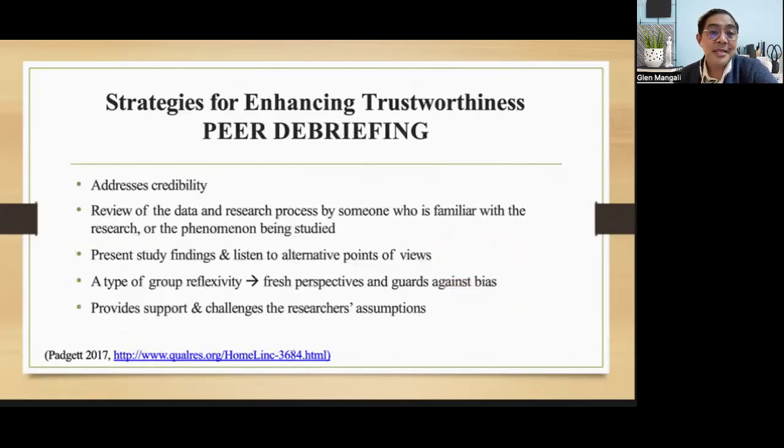Also, another way to enhance trustworthiness is peer debriefing. It addresses credibility. It's also a way to review the data and research process by someone who is familiar with the research, for example, the phenomenon being studied. You also need to present your study findings or listen to alternative points of view, like a type of group flexibility, a fresh perspective that guards against bias.